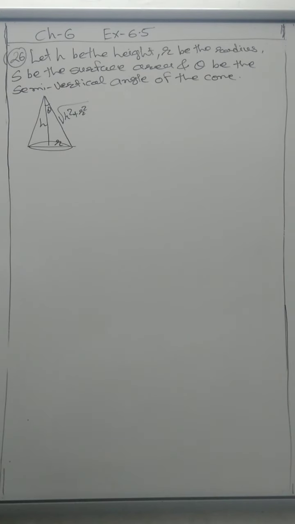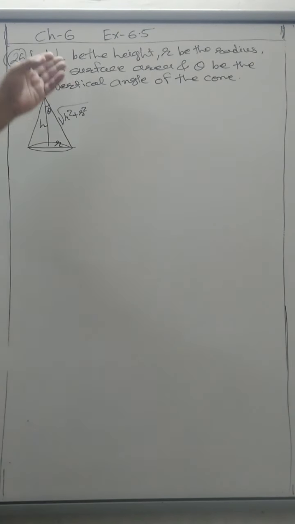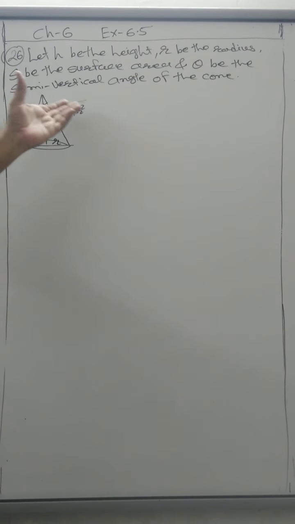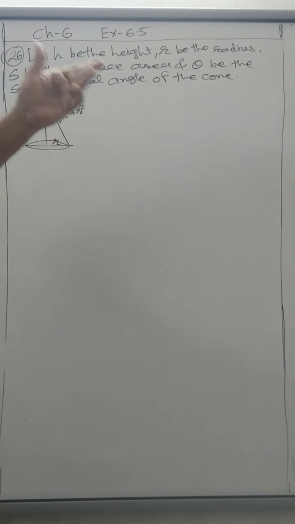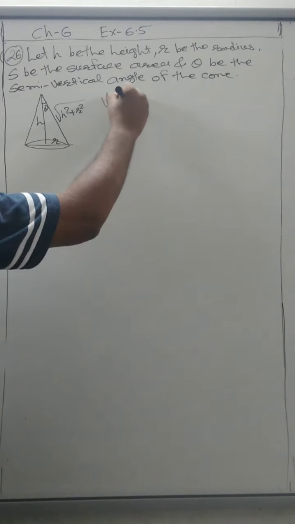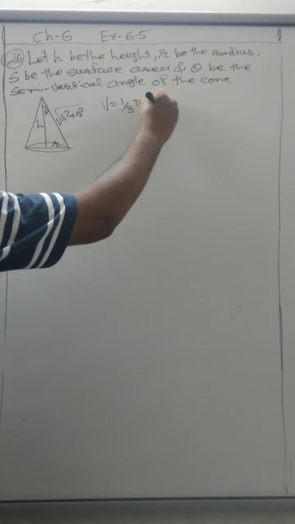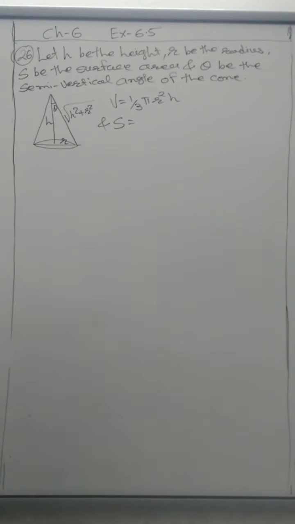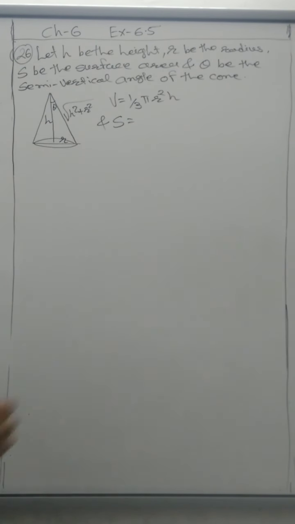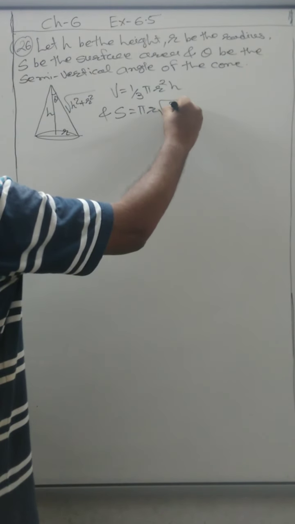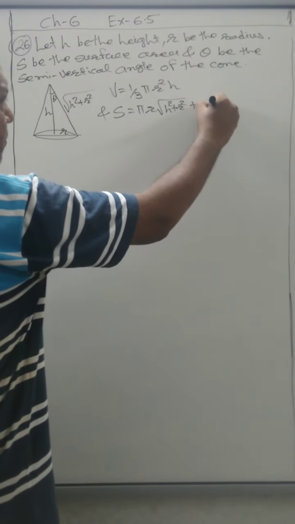So here first of all we know that h is the height, r is the radius of the cone, S is the surface area and theta is the semi-vertical angle of the cone. So volume is equal to 1 by 3 pi r square and S is the total surface area, pi r L plus pi r square. Pi r L is pi r root x square plus r square, plus pi r square.